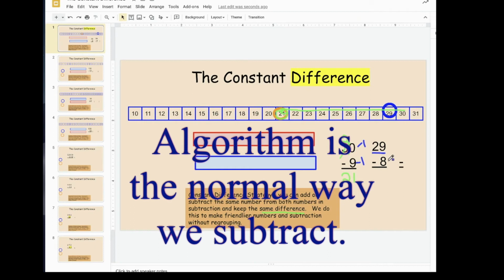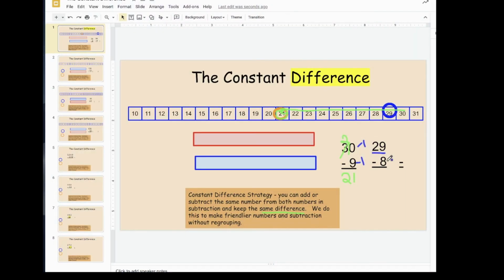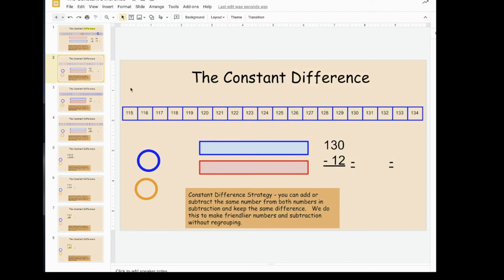9 subtract 8. So what does that really say? I'm taking 8 out of 9. That would be 1. And 2 tens minus no tens is still 2 tens. Did I have to do any regrouping with this? No, I did not. Excellent. So let's look at another problem and apply the constant difference.